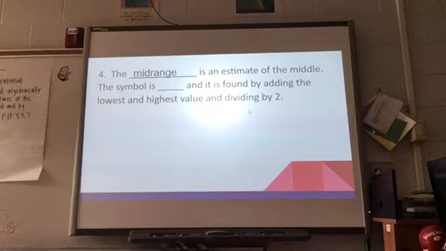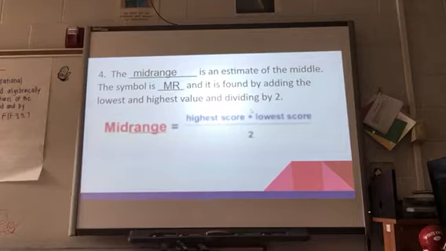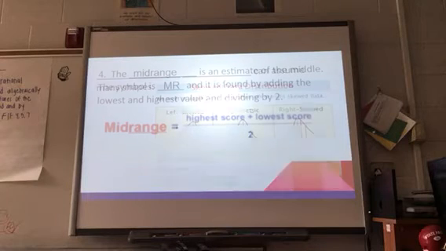The fourth measure of central tendency is called the mid-range. It's an estimate of the middle. The symbol is MR, and it's found by adding the lowest and highest and dividing by 2.